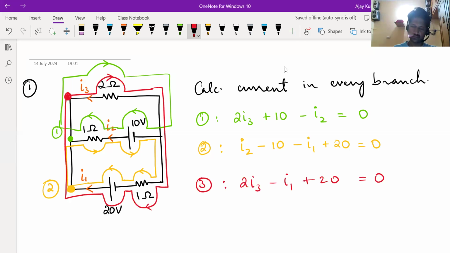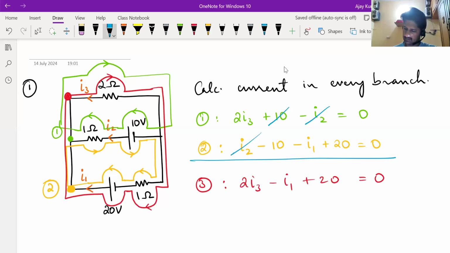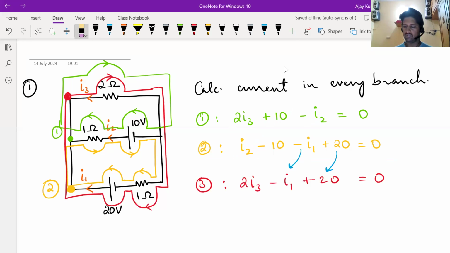Now you add the first two equations. If you add them, you will see that I2 gets cancelled, 10 gets cancelled. You get 2I3 minus I1 plus 20 is equal to 0. This is what I was saying. The third equation you write will not be an independent equation. Using these three equations, you can't solve for I1, I2, and I3. You effectively got only two equations, not three. One of them is useless.